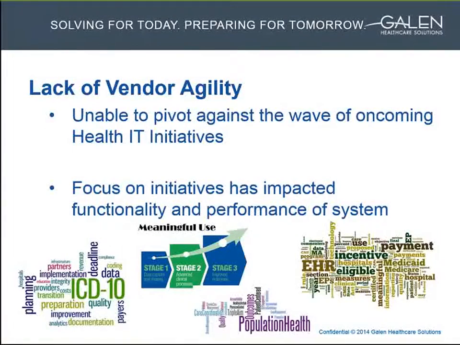And the fourth and final is lack of vendor agility. What I mean by that is the vendor or vendors have been unable to pivot against the wave of oncoming health IT initiatives. The focus on initiatives has impacted the functionality and performance of their system. I've included some chaotic images at the bottom just to give an idea of some of the issues that you may be dealing with as an organization, and that the EHR vendor has to manage and manipulate their system to achieve these goals before they can even deliver it to you as a customer.